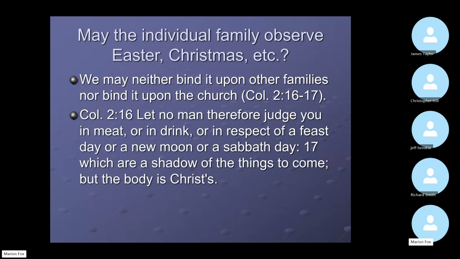We may neither bind it upon other families, nor bind it upon the church, that no man therefore judge you in meat or in drink in respect of a feast day or a new moon or a Sabbath day, which are a shadow of things to come, but the body is Christ. I don't think there's anything wrong with a family saying on the Passover, as a family, we're going to study what's involved. We're going to take that day and study about the Passover. Or on Pentecost, we're going to study about Pentecost. But observing it gets into a little bit of going back to the law. If we're not careful, we can get involved in that as well.